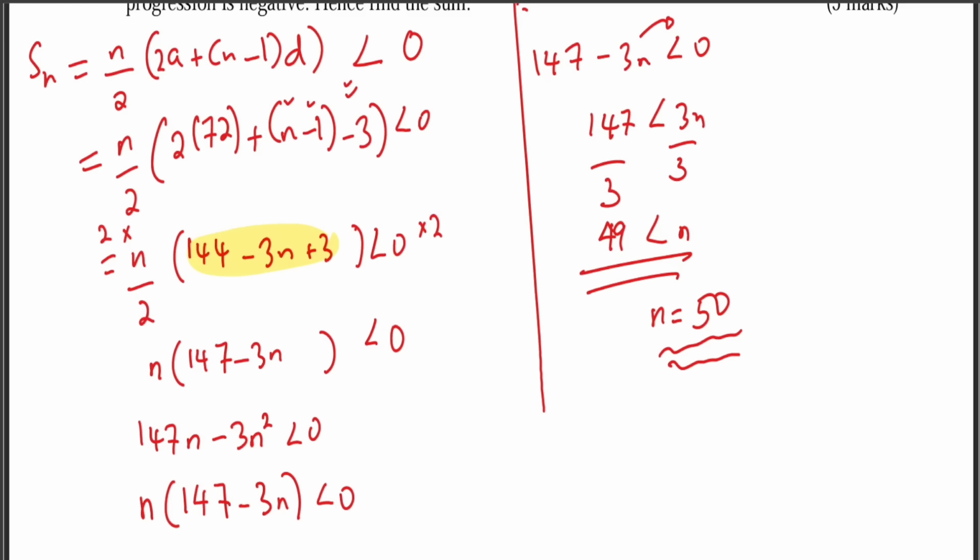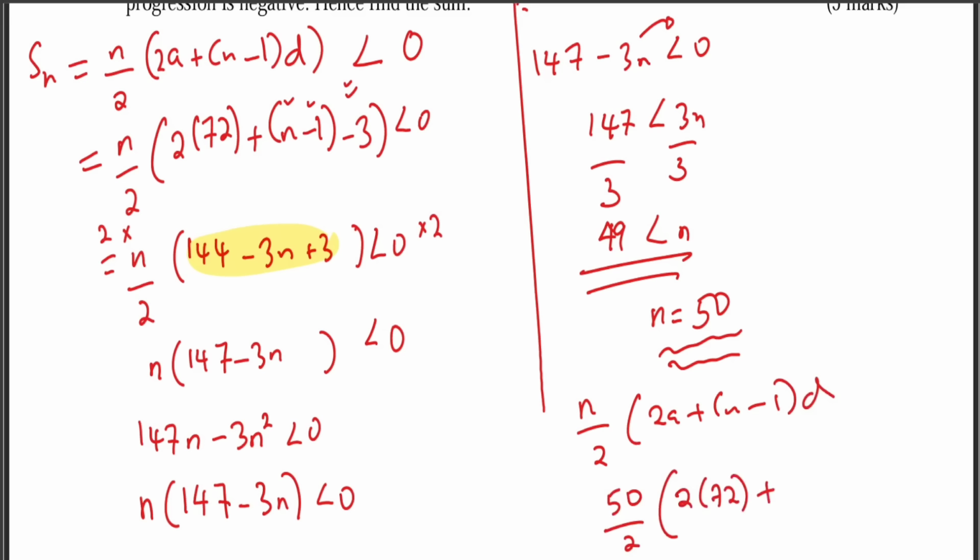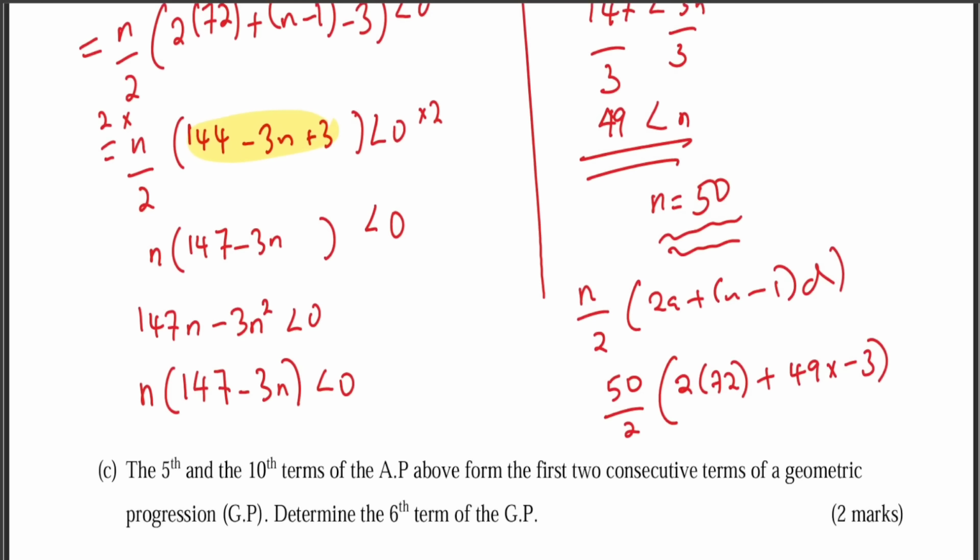But now what's the sum when it's 50? So let me put there n over 2, 2a plus n minus 1 times d. So 50 divided by 2, 2 times a, which is 2 times 72, plus 50 minus 1, which is 49, times your common difference, which is negative 3. Let's see how much it gives you. 2 times 72 plus 49 times negative 3, times 25, should give me negative 75. So the sum of those 50 terms is negative 75. So yeah, it's very easy.